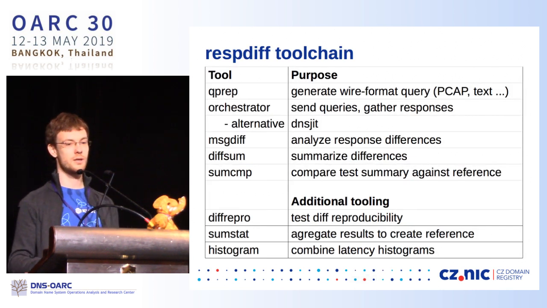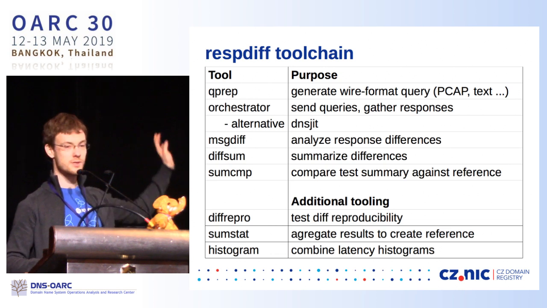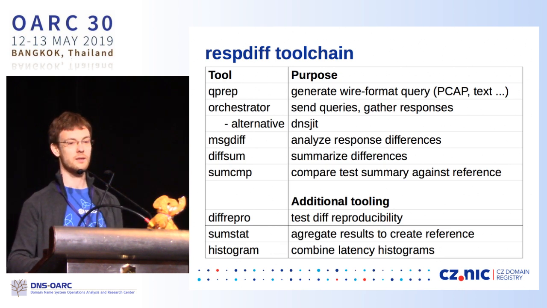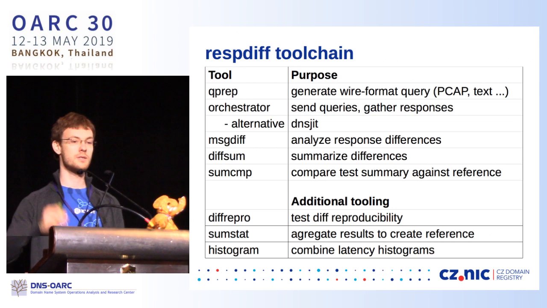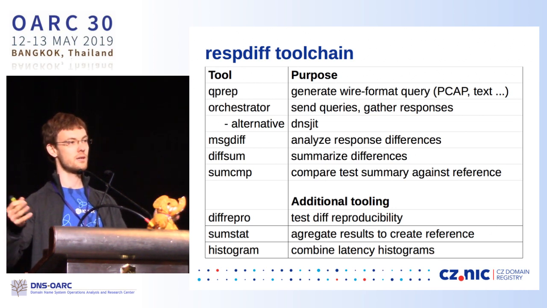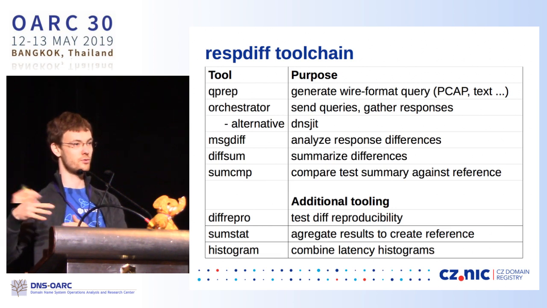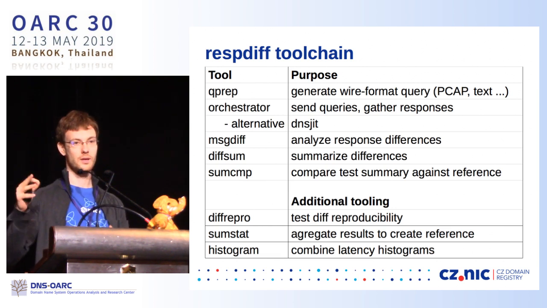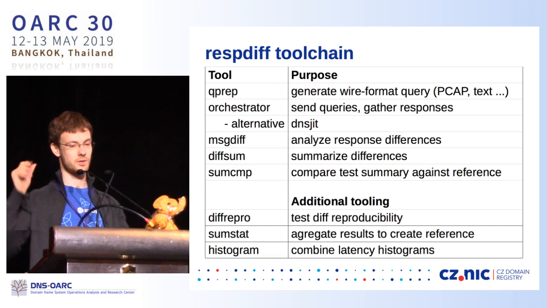So the tool chain has more tools, even more tools than I was able to fit on the slide. So in general, you generate queries, send queries, compare queries, and then do different statistics and generate reports about the differences you found, and draw latency histograms and stuff like that.